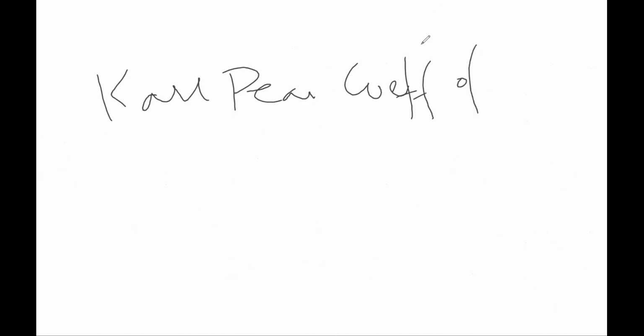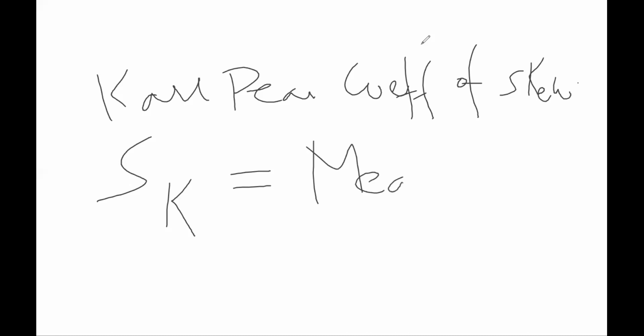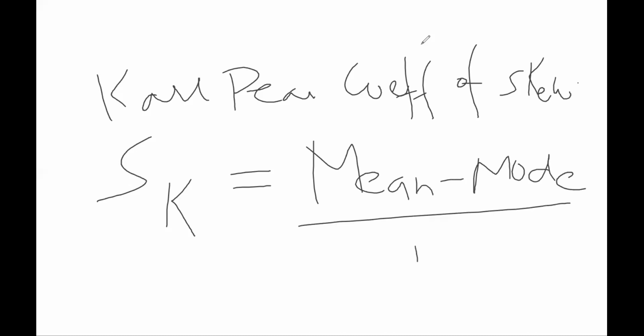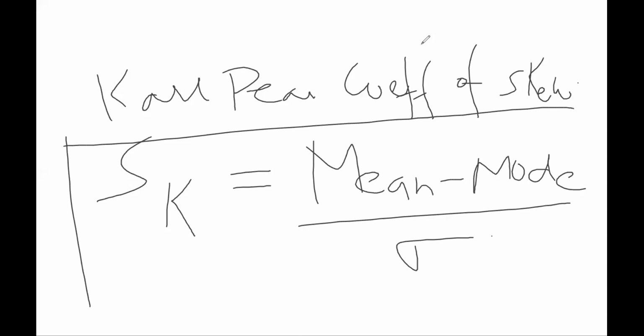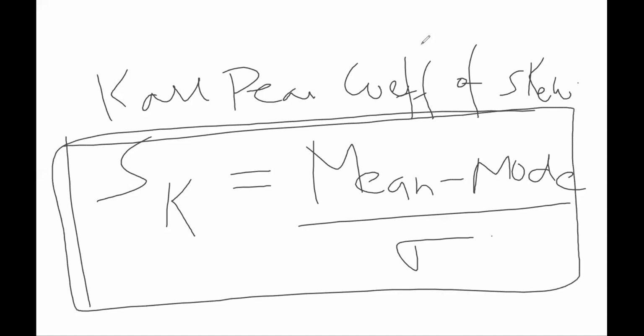Next, one more important term is Karl Pearson's coefficient of skewness. This you should learn. It would be represented by Sk, Karl Pearson coefficient of skewness. This would be equal to mean minus mode divided by standard deviation. This is an important formula you have to learn and you have to straight away apply if someone asks you about the Pearson coefficient of skewness.